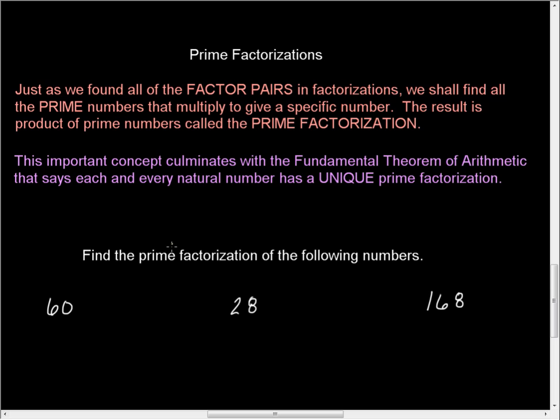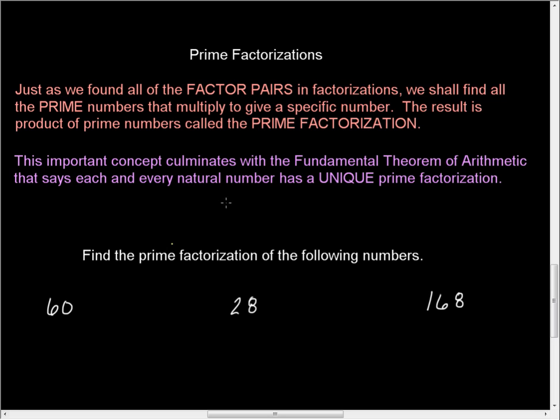So, this important concept culminates with the fundamental theorem of arithmetic that says each and every natural number has a unique prime factorization, meaning that 60 has a prime factorization that no other number has, ever, anywhere.